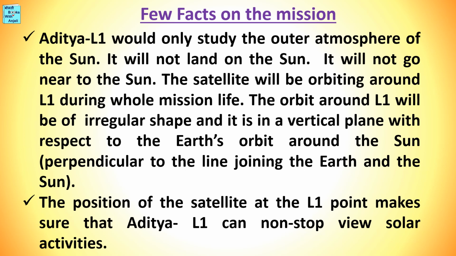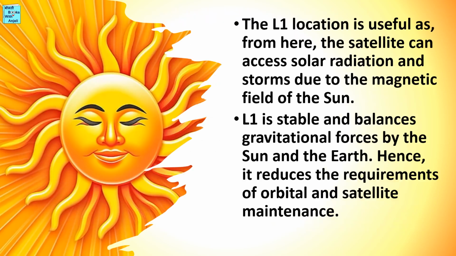The position of the satellite at the L1 point makes sure that Aditya L1 can non-stop view solar activities. The L1 location is useful as from here the satellite can access solar radiation and storms due to the magnetic field of the Sun. L1 is stable and balances gravitational forces by the Sun and the Earth. Hence, it reduces the requirements of orbital and satellite maintenance.